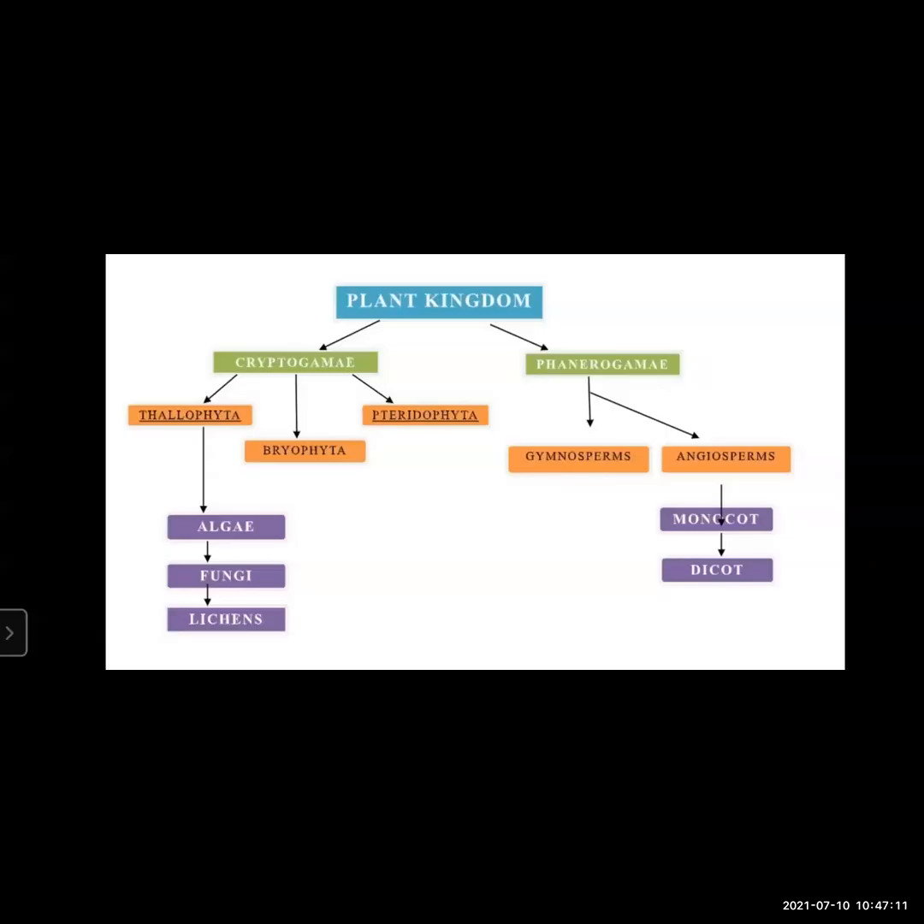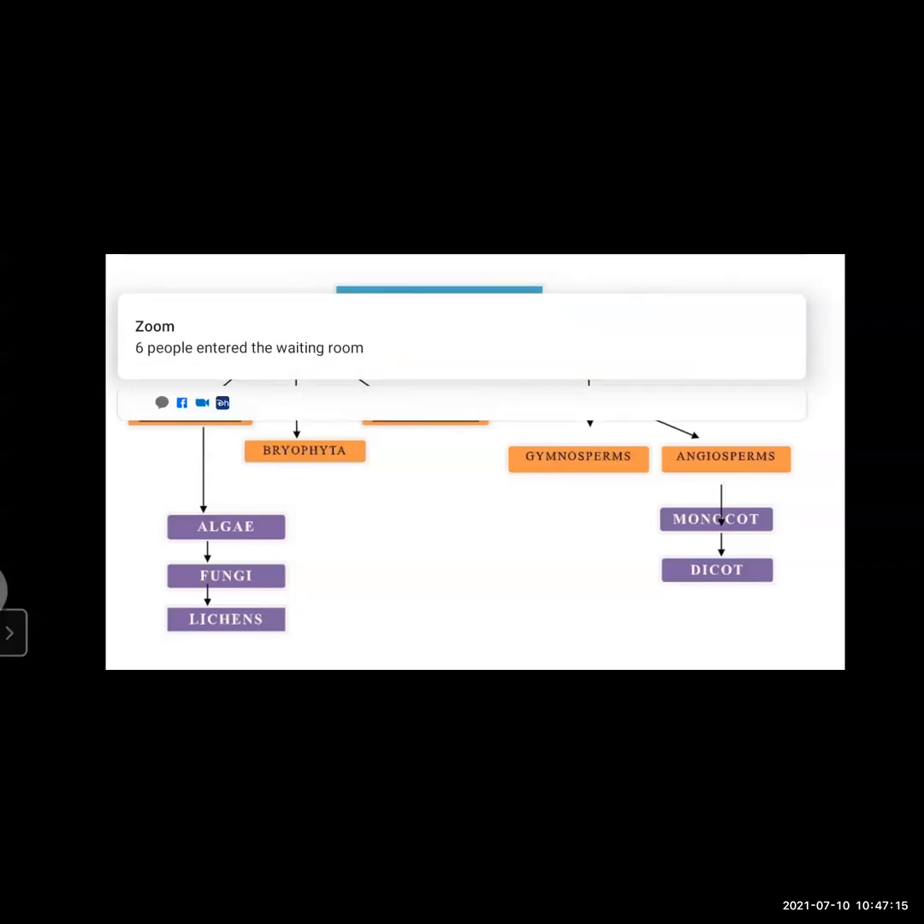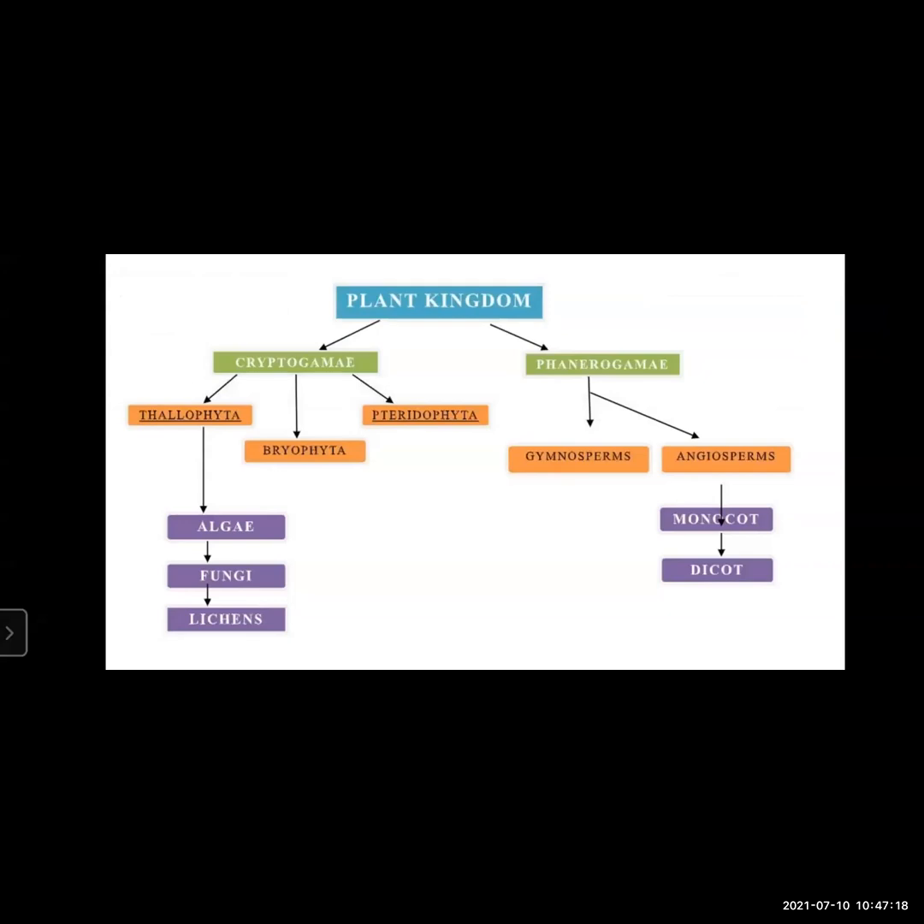So plant kingdom is divided into two subkingdoms, cryptogams and phanerogams. Cryptogams are divided into three divisions: Thallophyta, Bryophyta, Pteridophyta. We have already seen all the characteristics of each and every division, and we have studied many examples. We have seen the photos also, right? Then this Thallophyta is divided into algae, fungi, and lichens. Right? So this we have already completed.